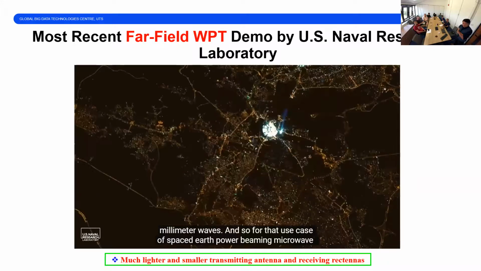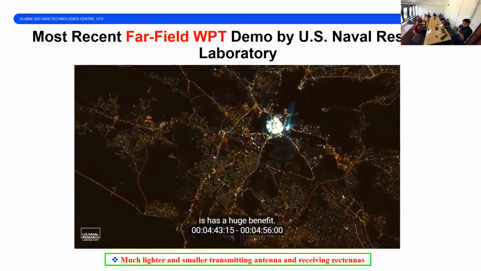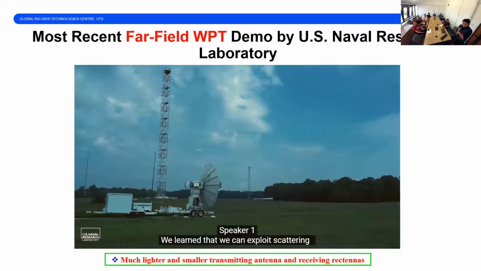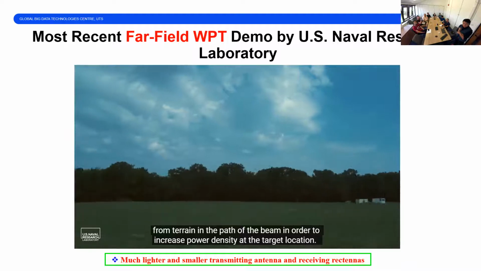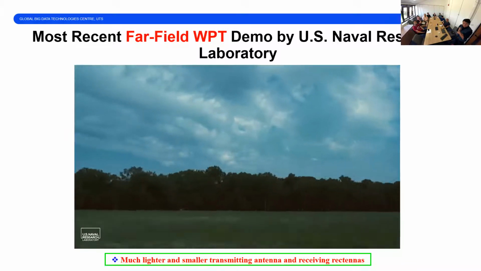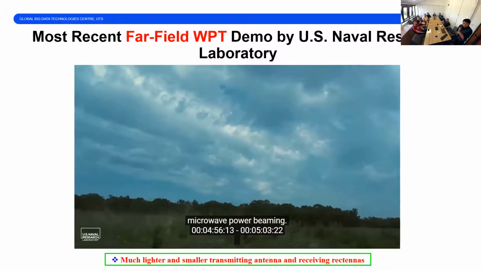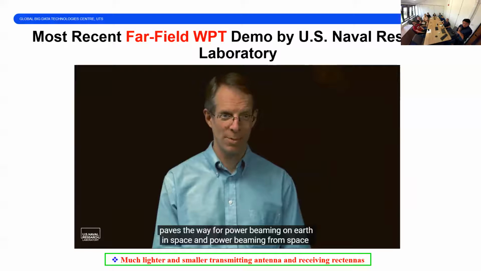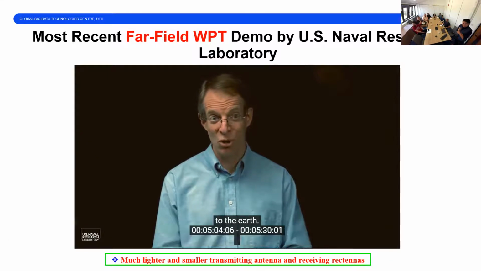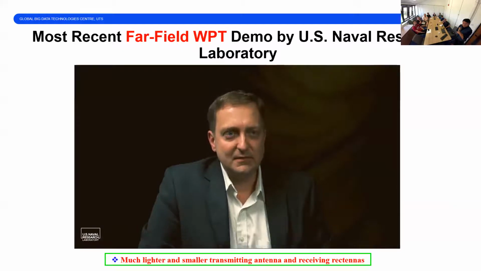And so for that use case of space to Earth power beaming, microwave is a huge benefit. We learned that we can exploit scattering from terrain half the beam in order to increase power density at the target location. This should be really useful in future terrestrial applications for microwave power beaming. This demonstration paves the way for power beaming on Earth, in space, and power beaming from space to the Earth. Power beaming is the ultimate green technology.